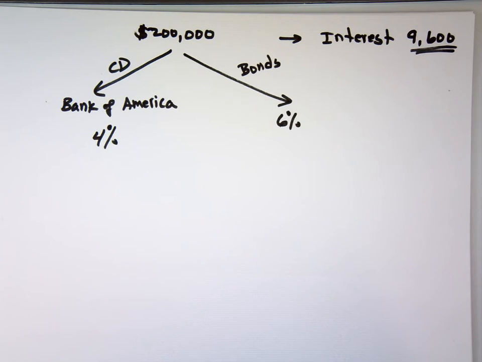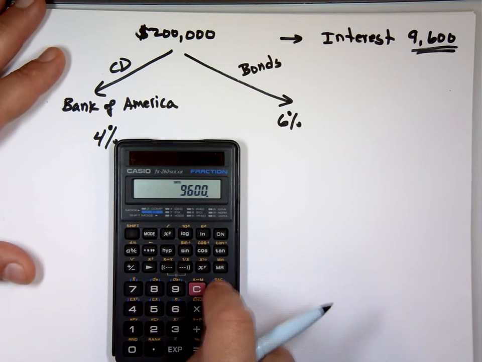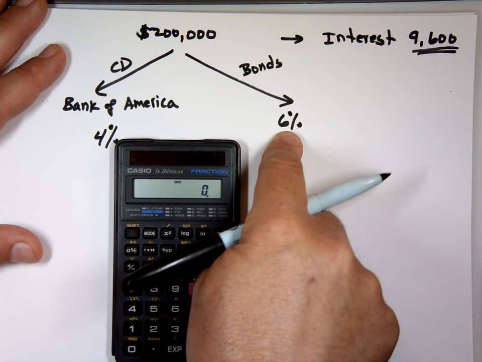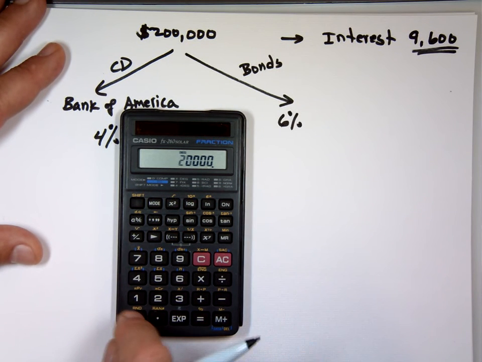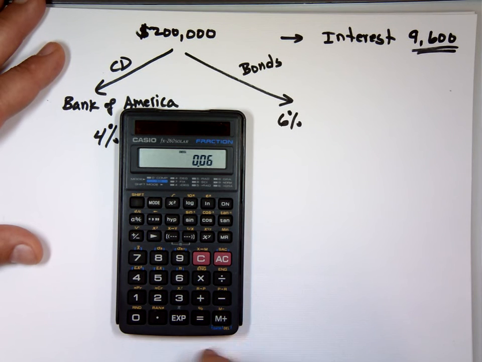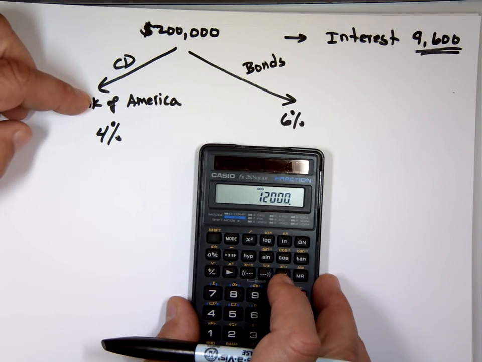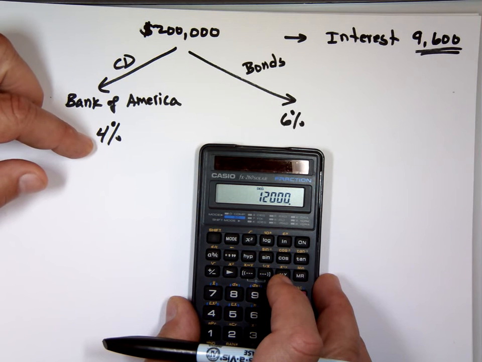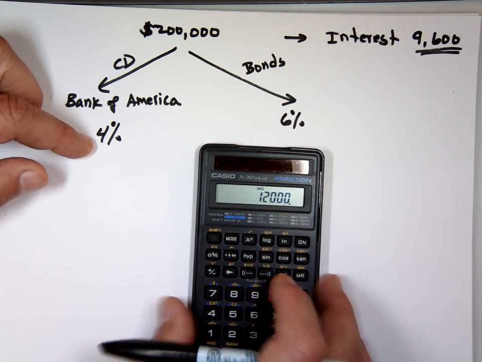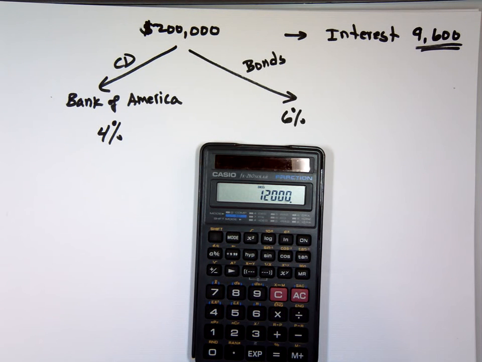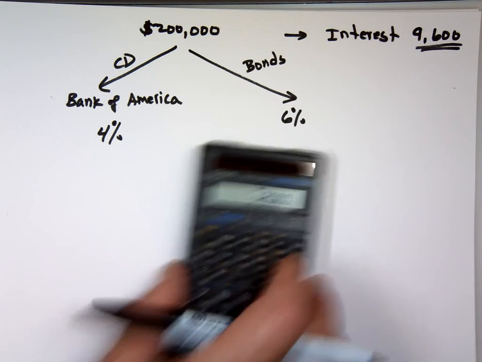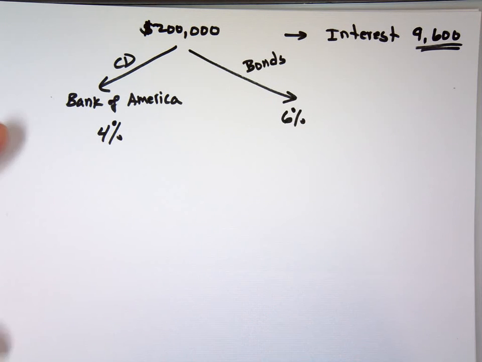Let's see if that number is reasonable. If you put all that money into bonds, you'll get back how much? 200,000 times 0.06 is 12,000. If you put it all in CDs at Bank of America, you get back what? 8,000. Between 8 and 12, that's 9,600. So I'm okay. Makes sense. So the question: how much money are you going to put in each one?